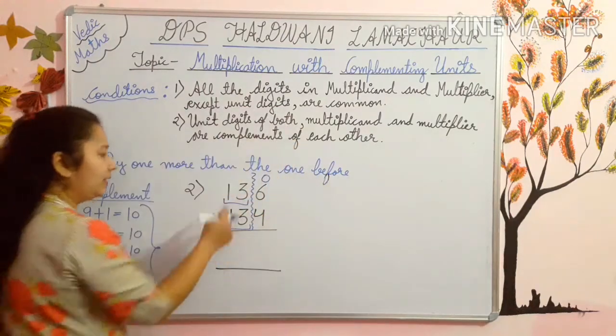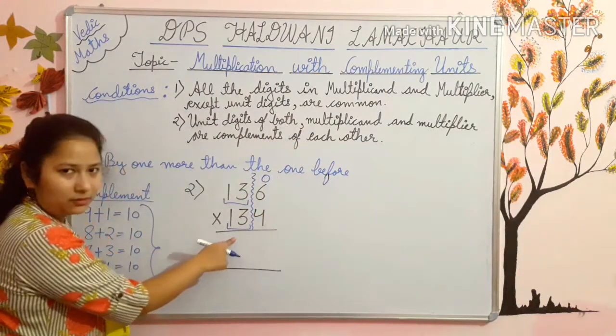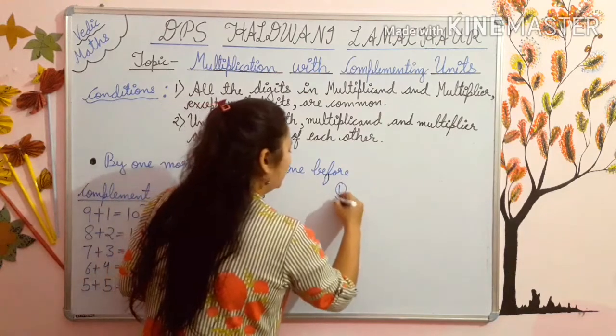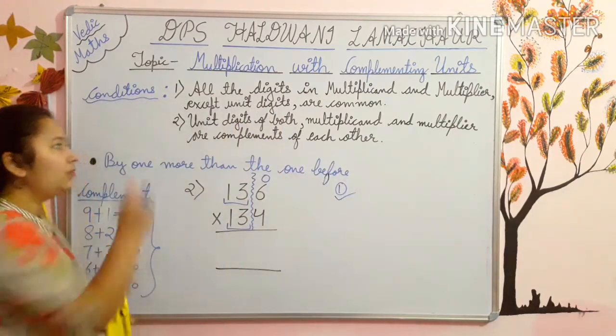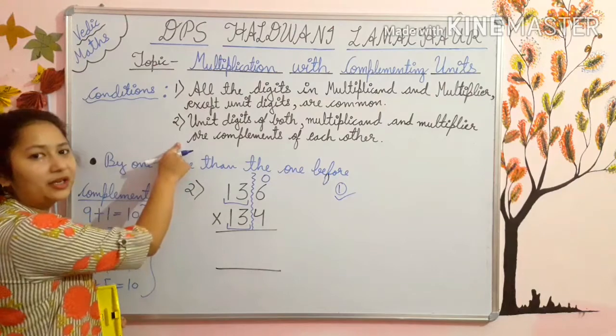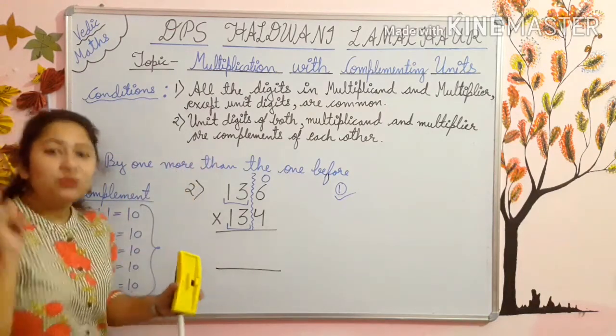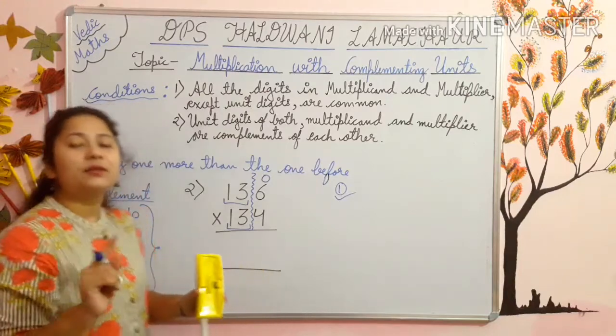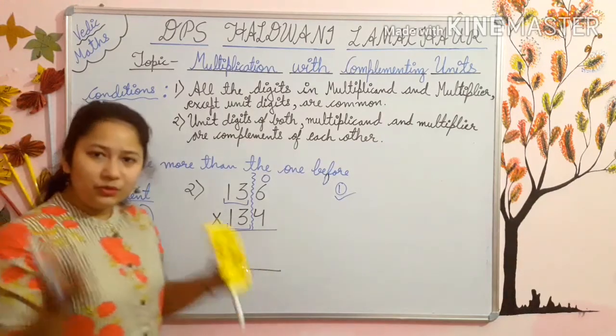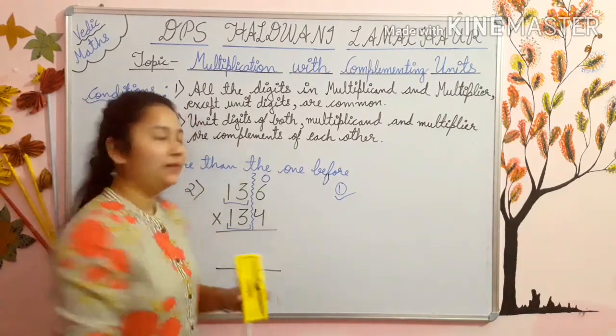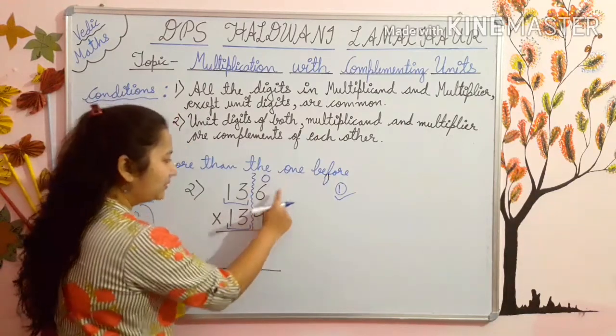So you can see that above is also 13 and down is also 13. So your first condition is fulfilled. Now we will go for our second condition. But second condition says that the unit digits, meaning ones digits. Students, don't get confused. Unit digit means ones digit. So your ones digits are 6 and 4.